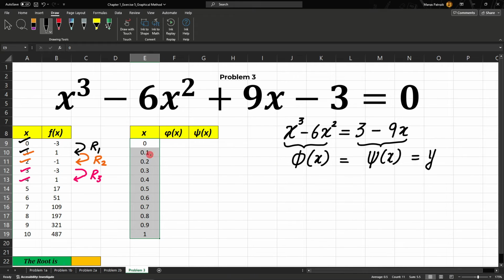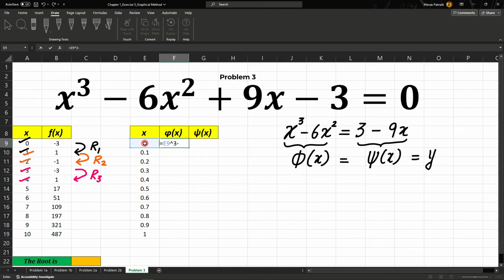Now I am going to make this chart for both the functions, and let's do it. So phi of x is x cube minus 6x square. So equal to, select the cell, make its cube, done sir, minus 6 into x square, bracket 6 into x square, select the cell again, go for its square, close the bracket, hit enter, done sir. That means the result is 0. Plug in the value of x, 0. Okay, the result of phi of x is 0.